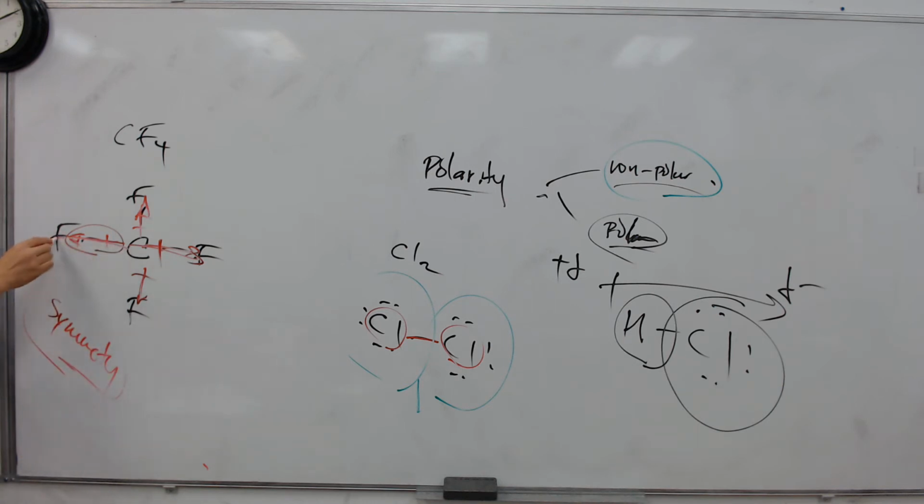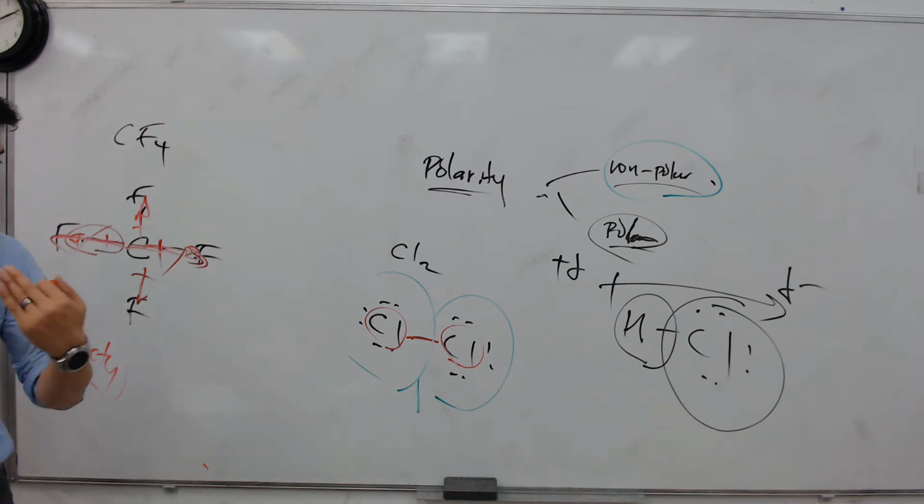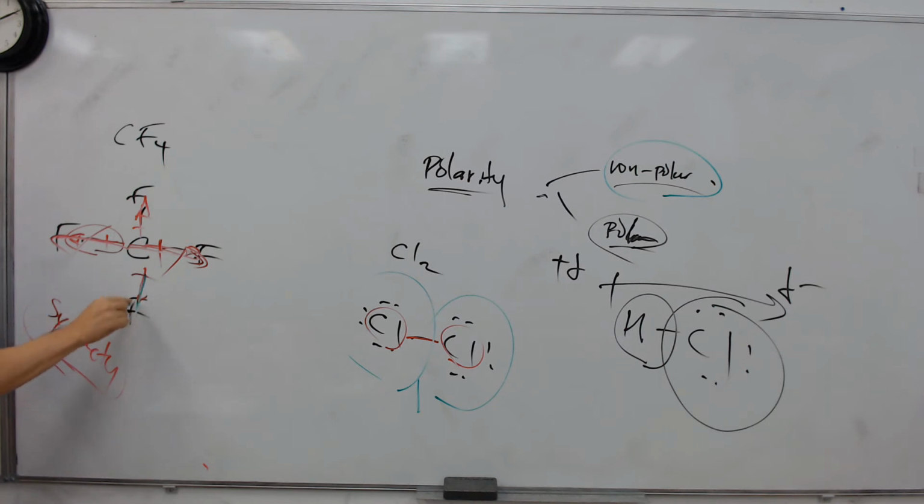It pulls to itself, it pulls to itself, and the polarity cancels out. That's a term they like to use, guys. The polarity cancels out on both sides, and the overall molecule becomes a nonpolar molecule. So you have to determine symmetry, and polarity cancels out. So there's zero dipole moment.